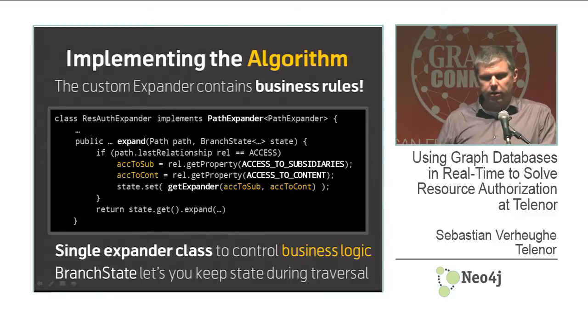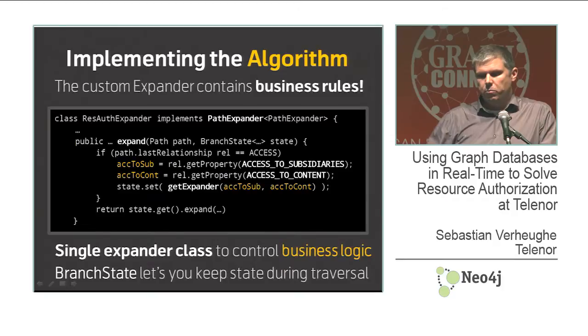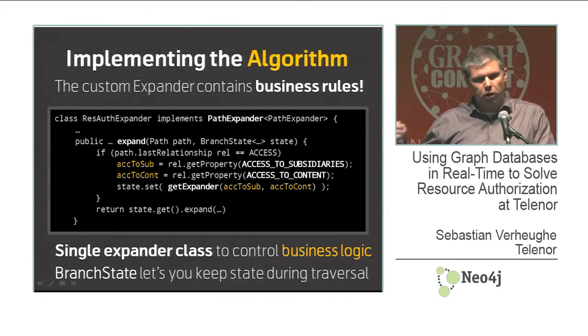The evaluator is different for each use case. But the expander is one class used for all queries. And that's important because of security reasons. We don't want different implementations of the traversal, because there is just one definition of what's allowed, how an acceptable traversal is done, using the relationships you're allowed to traverse and the rules that apply to the access. So do you have access to content? Do you have access to the subsidiaries? This is the one class that masters that traversal.